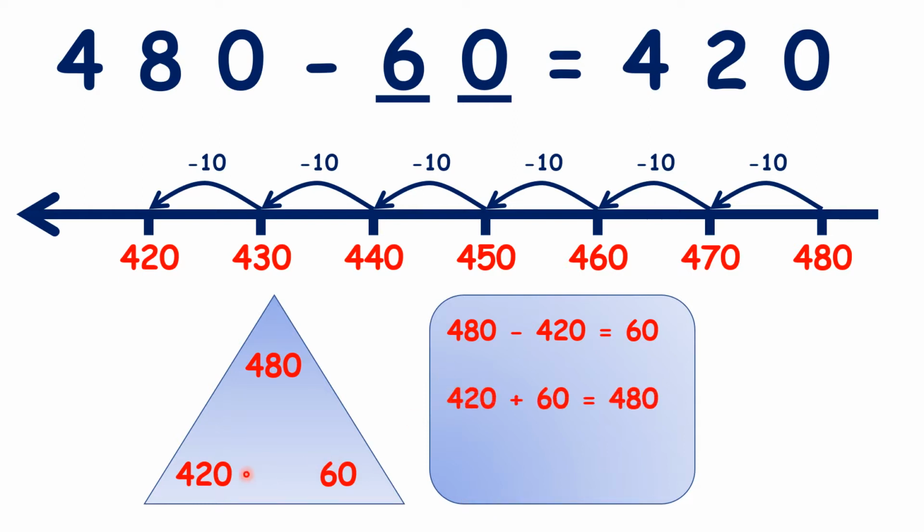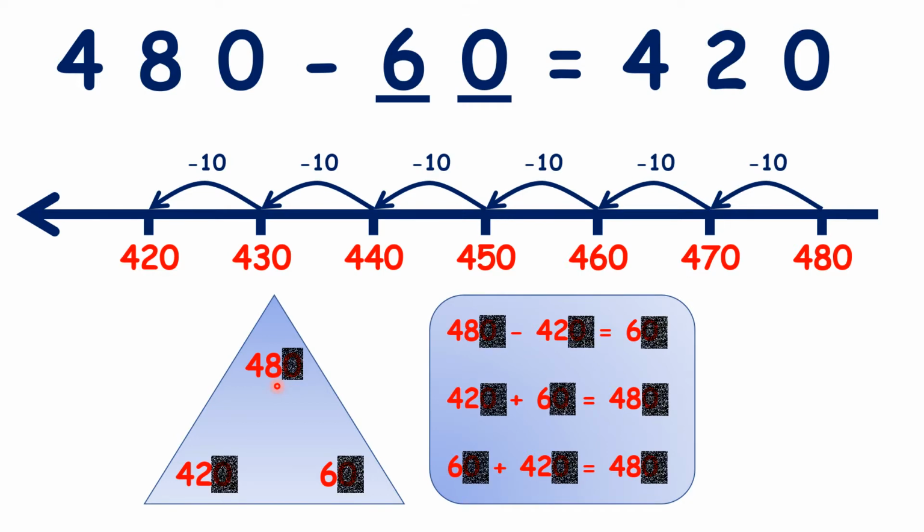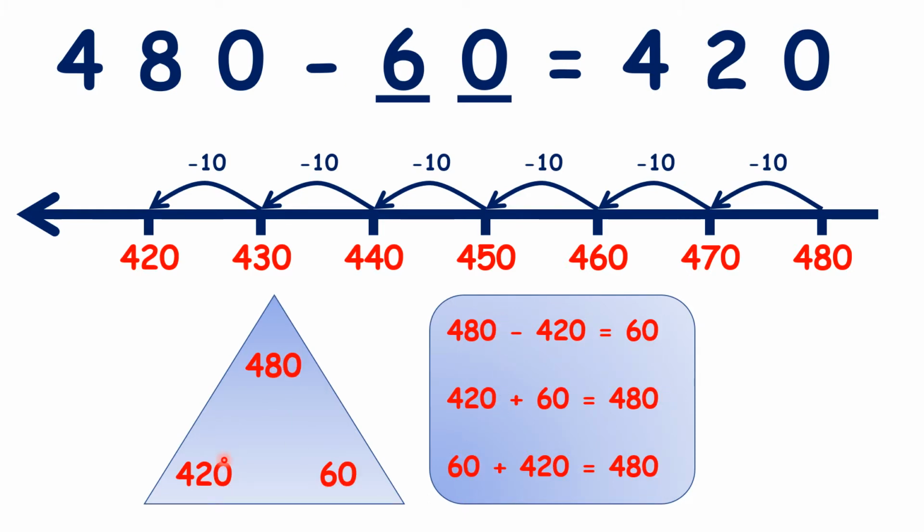We know that 420 plus 60 is 480, and 60 plus 420 is 480, because in a number family triangle, when you add the 2 bottom numbers, you get the top number, and with addition, order doesn't matter. And we can see how these facts relate to the number facts we already know. All that is different with what we've done is that rather than 48, 42 and 6, we have 480, 420 and 60.